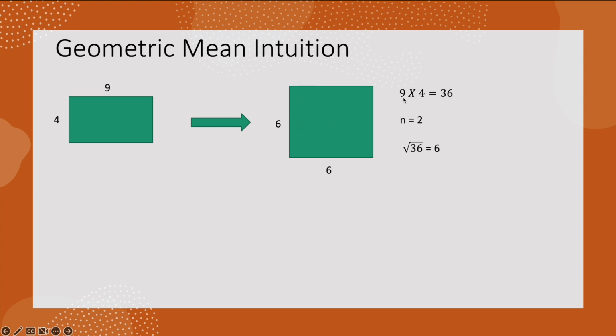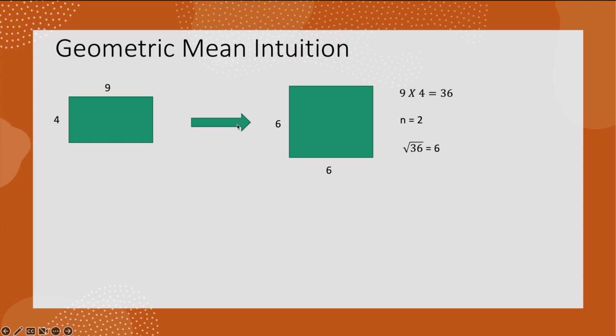So similarly over here, 9 into 4, 36 for the rectangle. n is 2 over here. Why is n 2? Because we have 2 dimensions over here. We only have 2 numbers to calculate the geometric mean. And because n is 2, we are calculating a square root, and the square root becomes 6. So the geometric mean of 9 and 4 is 6, right? And this is the geometric interpretation of that.